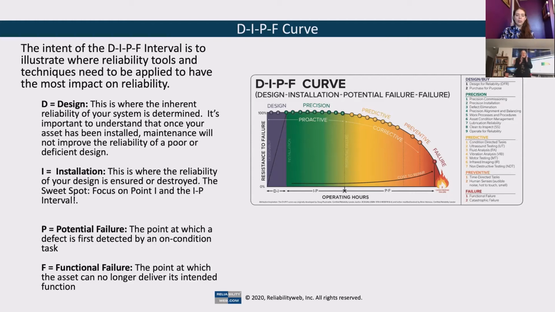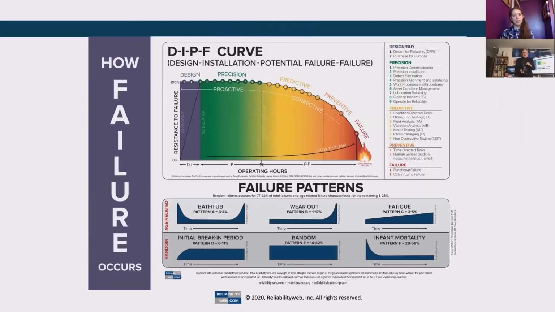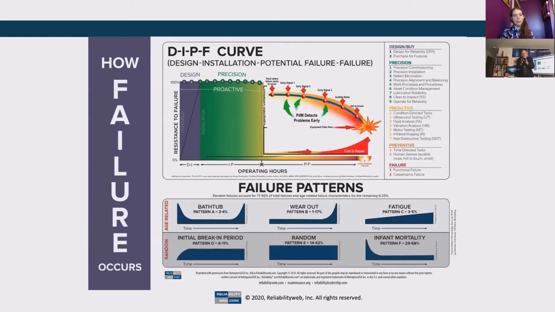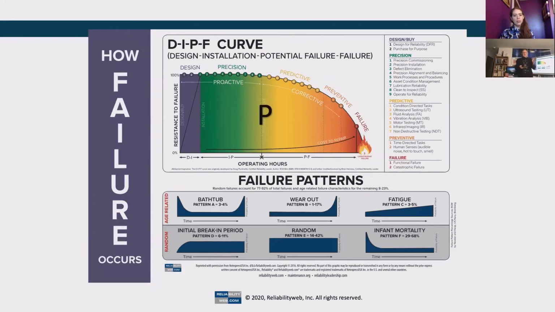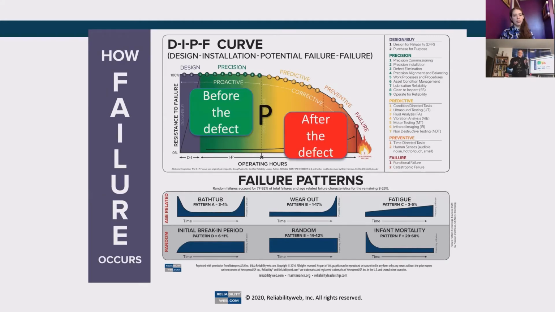Then that green area, the installation, running it to the point where there is a potential failure. That green is green because that's where the money part of your asset is. Your asset only makes you money when it's operating in a clean and healthy state. So if we limit ourselves to the P to F curve, the issue for us is that the right-hand side of the P to F curve is after the defect. We really don't want after the defect. We want to see what we can do before the defect.